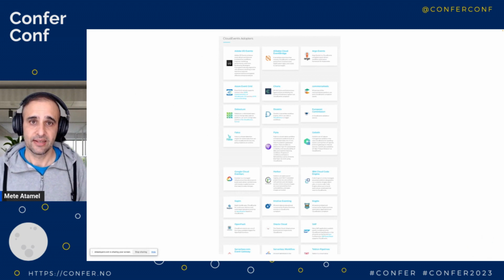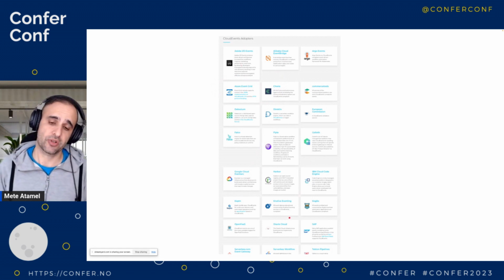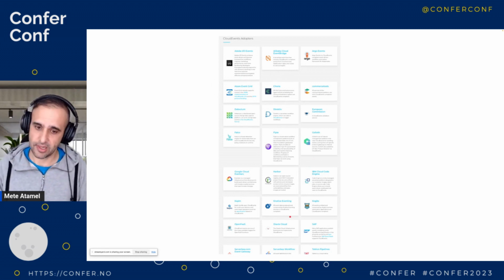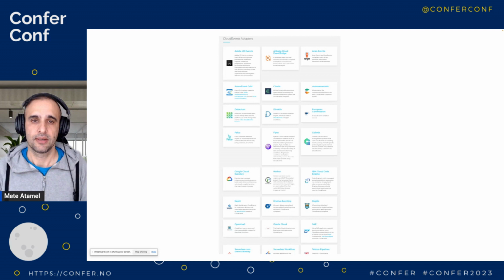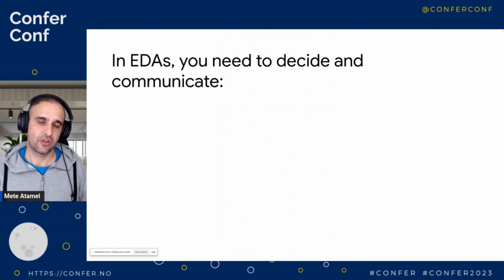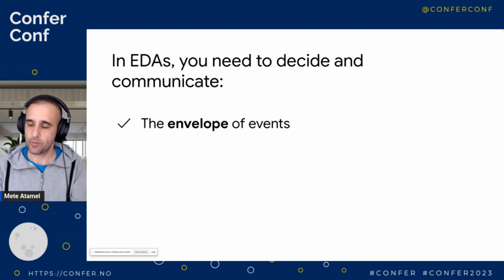All right. And finally, there's a lot of support for cloud events from different providers. Google Cloud Eventarc publishes cloud events. Azure Event Grid, Adobe I/O Events, and the Knative open source project support cloud events. So there's a lot of support for cloud events in open source and also in cloud providers. All right, so at the beginning of the presentation, I said, in event-driven architectures, you need to decide and communicate the envelope of the events.